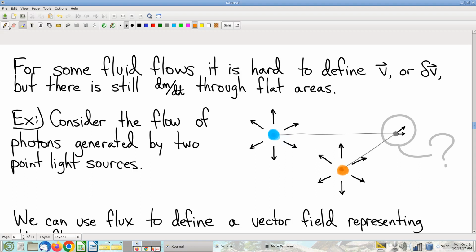So a reasonable question could be asked: what's the velocity of the fluid flow at this point over here on the right? Some of the photons are going that way from the orange bulb, and some of the photons are going this way from the blue bulb. So what is the velocity? What should the vector field be at this point? What are we going to do about that point? We've got a problem. There is no single velocity, or density times velocity, representing what's happening at that point. There's a bunch of things happening. The photons are going every which way. Everybody see the problem? So we have a solution to this. I think this is a nice idea.